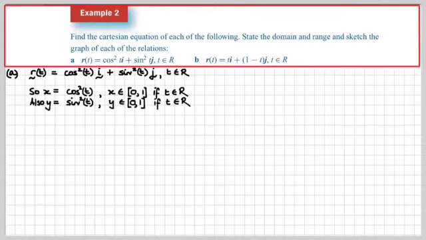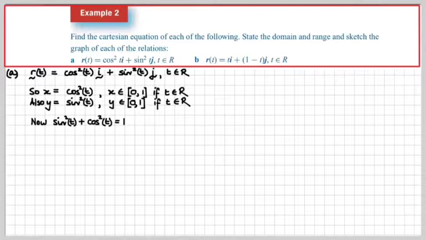Now let's have a look at y. y is sine squared t. y will be oscillating between 0 and 1 again, okay? Makes sense, doesn't it? But it's really important to work that out, because I'll show you in a moment why it is important to work it out.